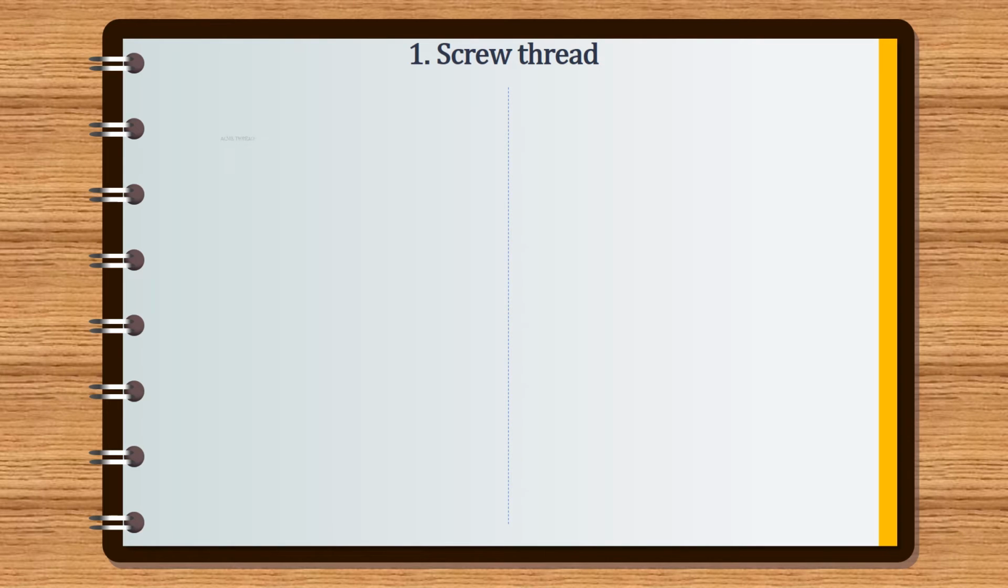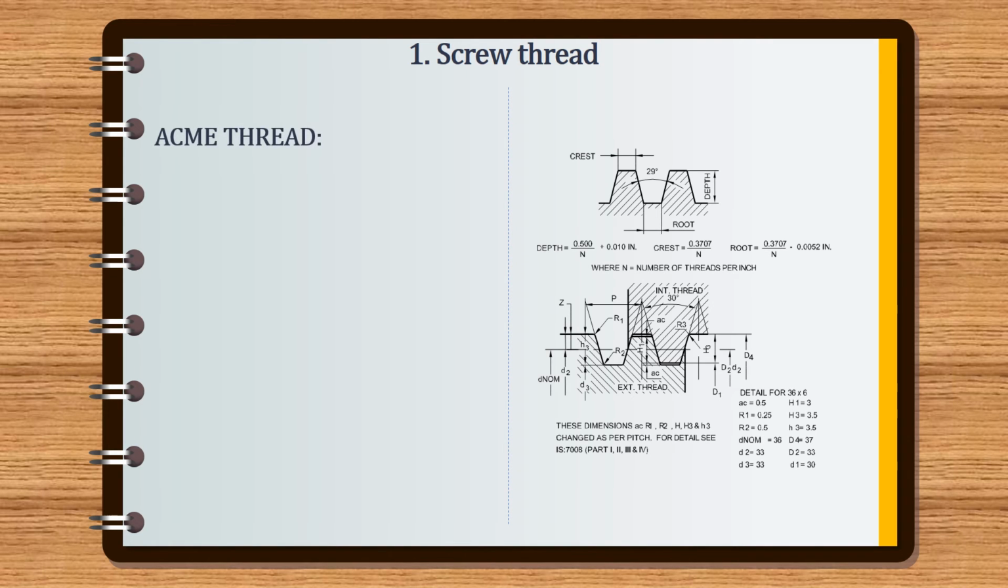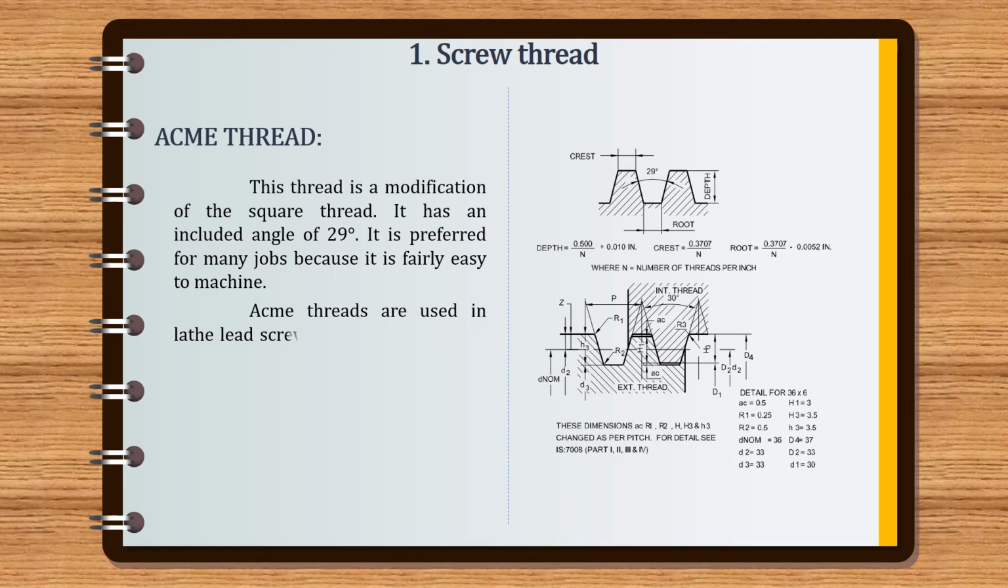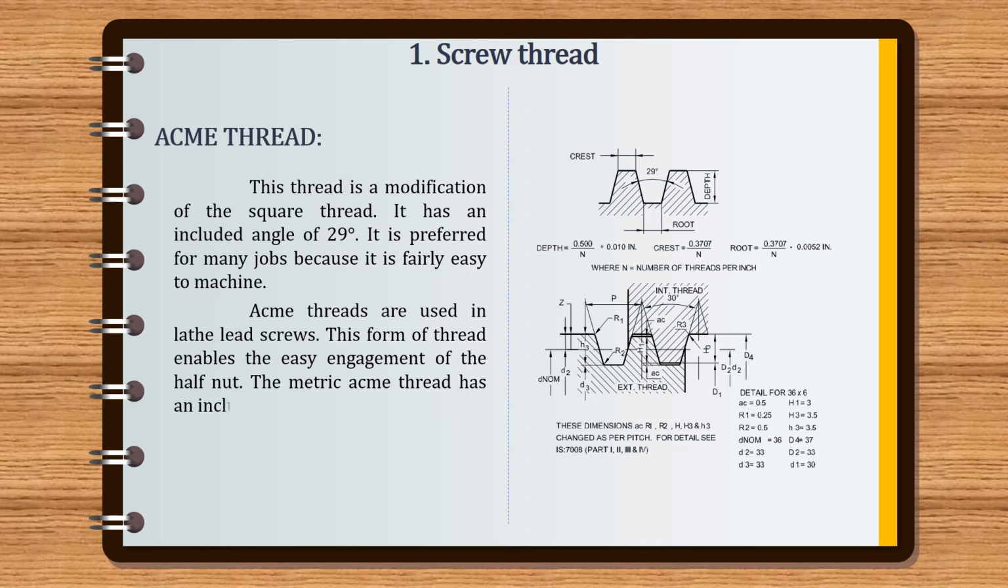First one is ACME thread. This thread is a modification of the square thread. It has an included angle of 29 degrees. It is preferred for many jobs because it is fairly easy to machine. ACME threads are used in lathe lead screws. This form of thread enables the easy engagement of the half nut. The metric ACME thread has an included angle of 30 degrees.